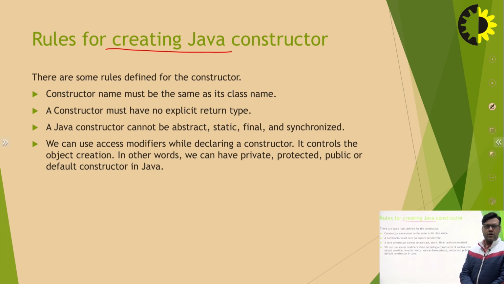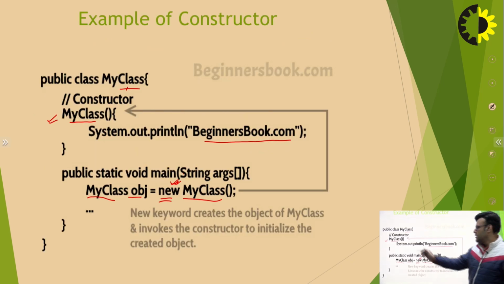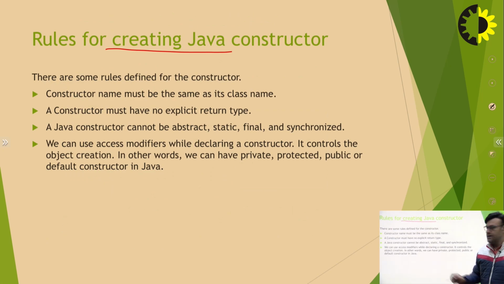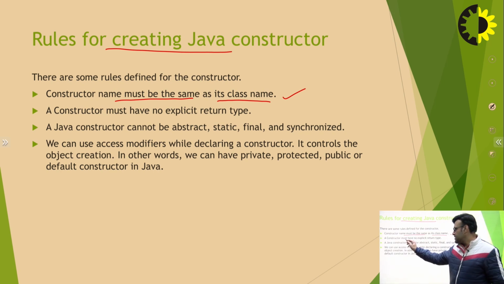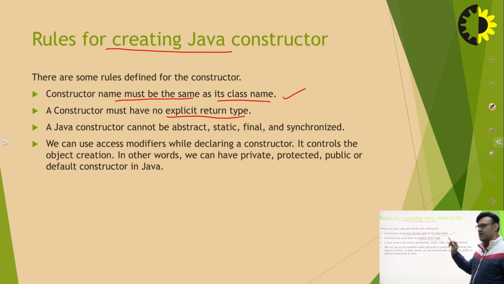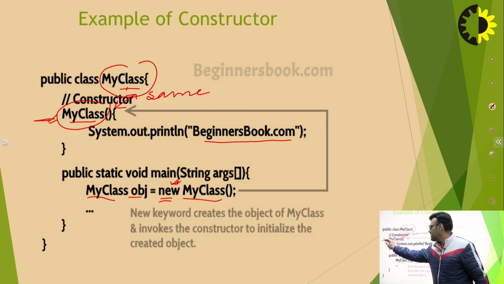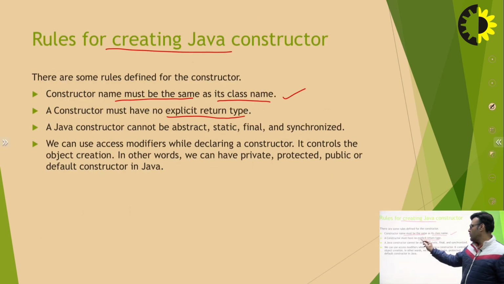So what are those rules? We know that the constructor name must be the same as its class name, as we have shown here. The name of the class is MyClass, and the name of the constructor is MyClass. These are the same. So this is the first rule: the name must be the same as its class name. Number two, a constructor must have no explicit return type. We haven't defined any return type here.